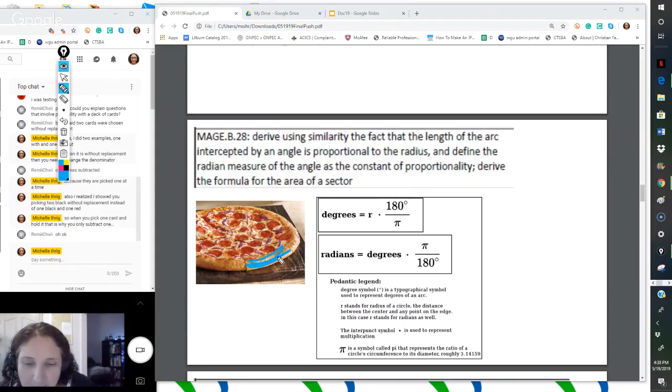Arc length is the pizza crust. That's our arc length of it. Our area of a sector is all the good stuff. Okay, so arc length is the edge, area of the sector is on the inside.